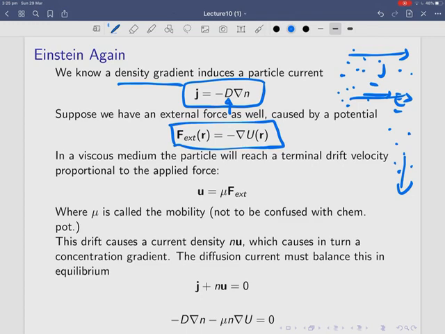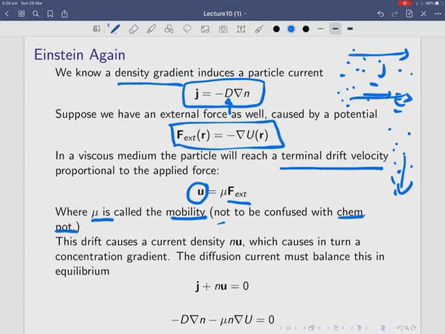If you have a viscous medium, like honey or oil, or even water, the particles will eventually reach a terminal drift velocity, proportional to the applied force. So you'll find eventually, if you wait long enough, if you apply a force, the particles, say, falling under gravity, will reach some terminal velocity u, often fairly quickly, and mu here is called the mobility, not to be confused with the chemical potential, which has also got the symbol mu. Okay, so for particles moving in a viscous medium, we know that the velocity, in the long term at least, will be equal to some constant times the force.